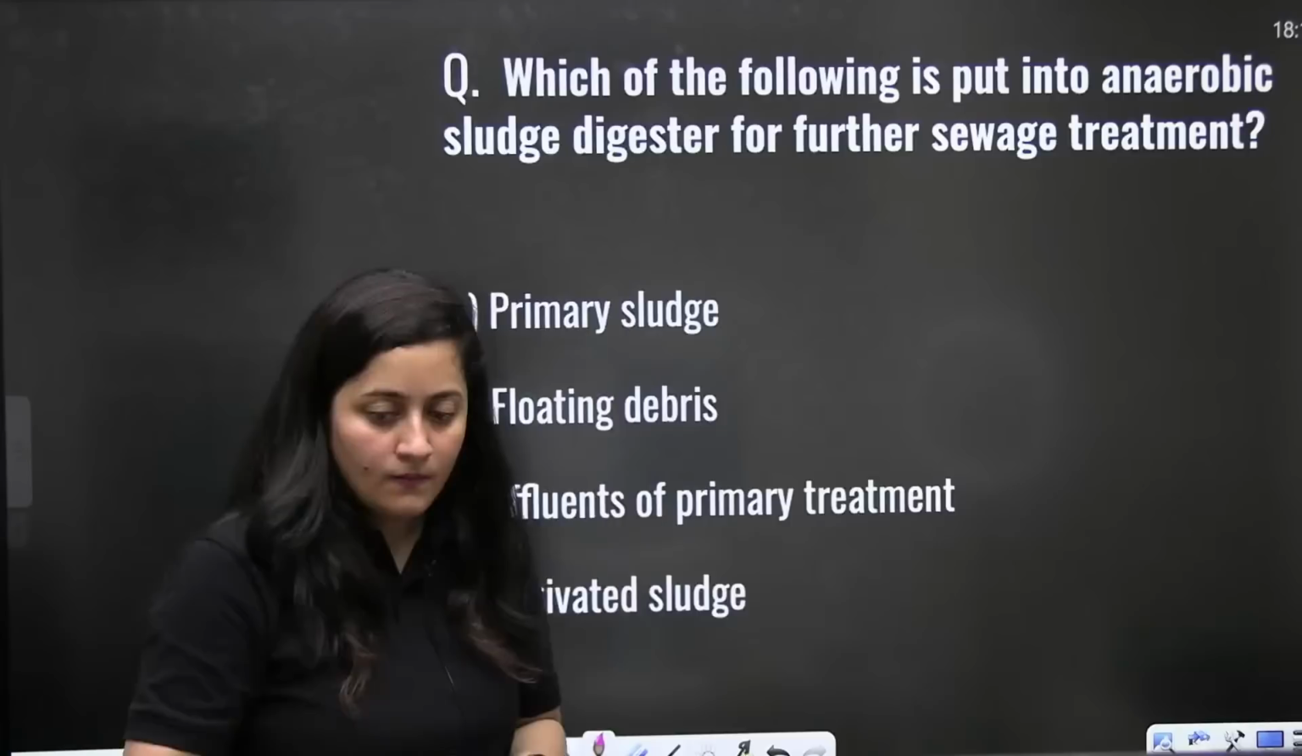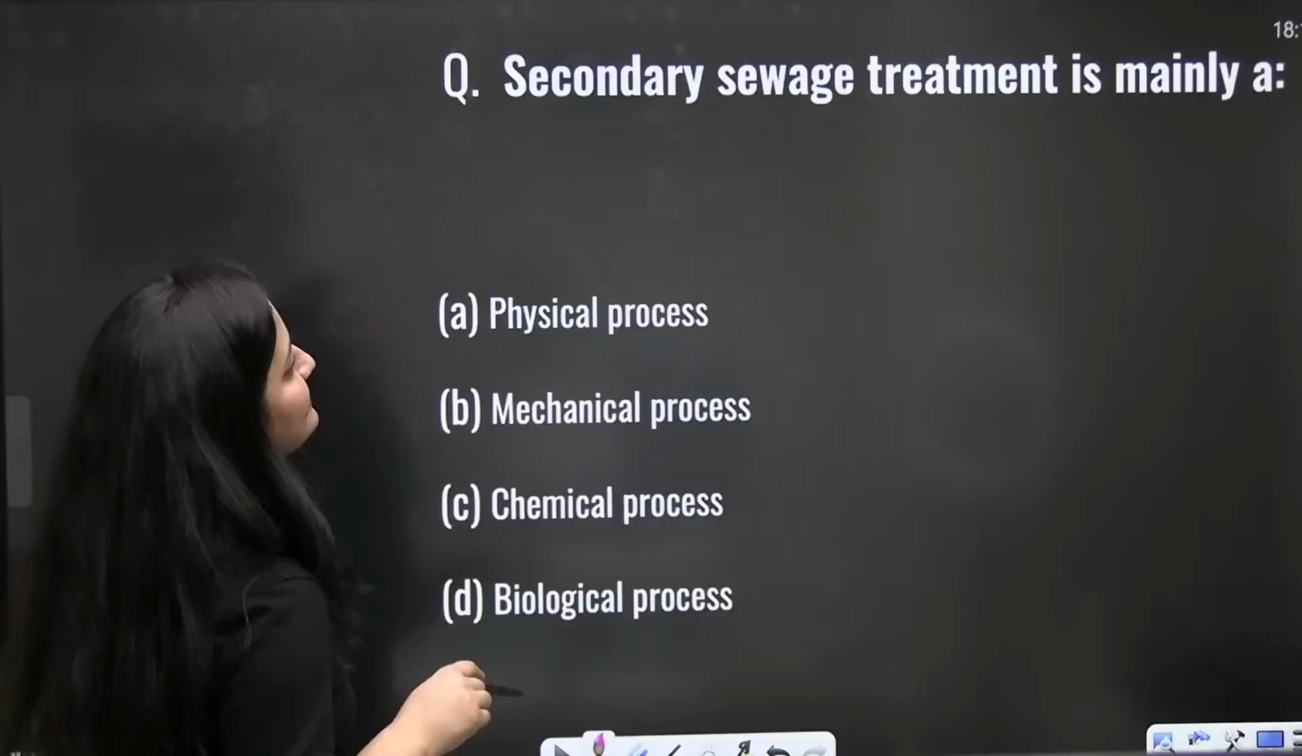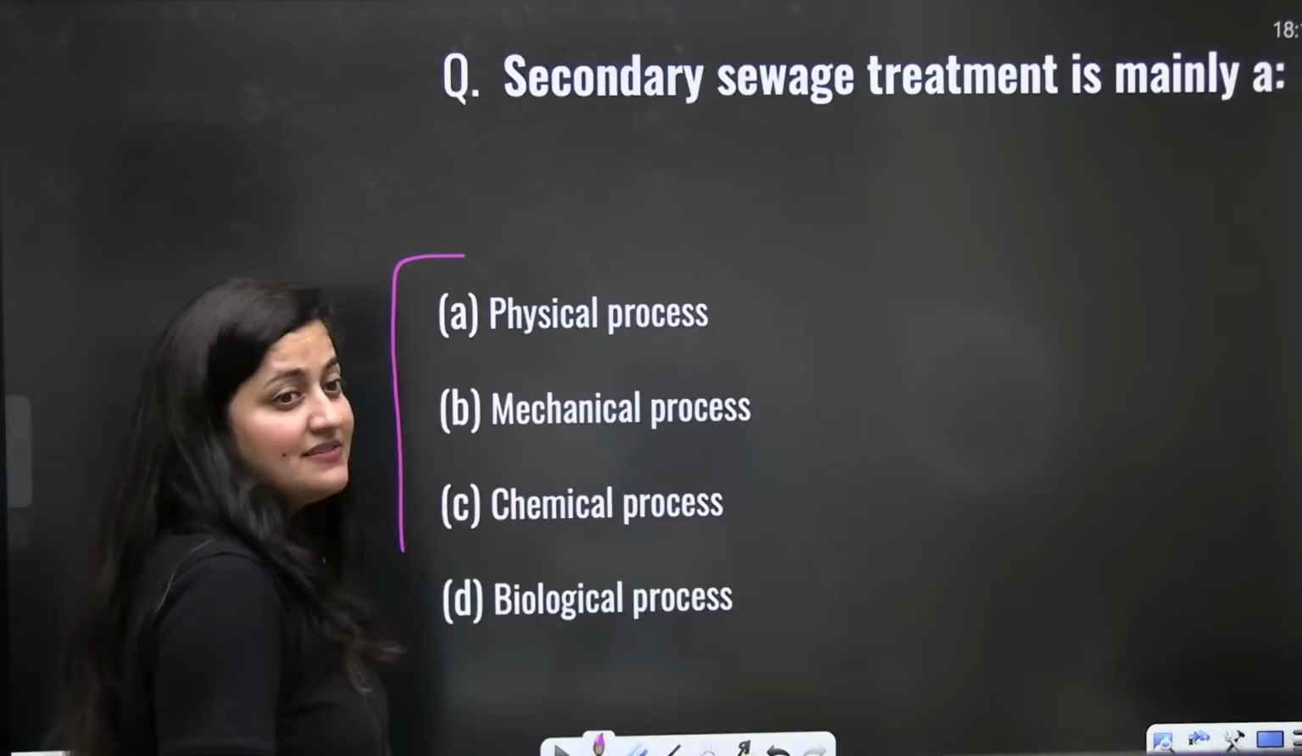Correct. So it is the activated sludge. It is the activated sludge. Next, secondary sewage treatment is mainly a... It is mainly a, of course, again, biological process.